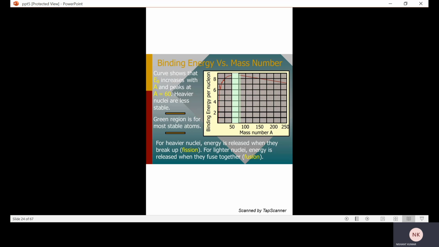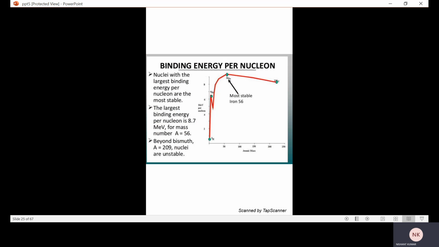Through this graph we also conclude that smaller nuclei try to do fusion. Through fusion they bind together and make a big nucleus to become more stable. But on the other hand, bigger nuclei try to do fission, breaking so that they make themselves smaller for more stability.